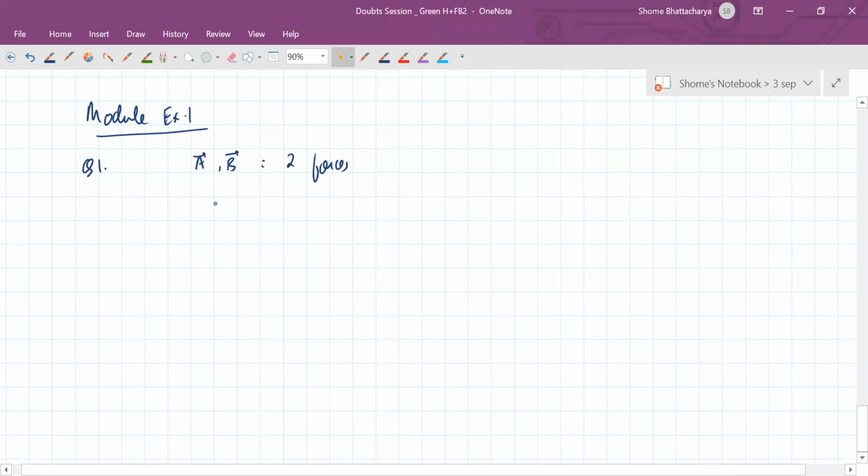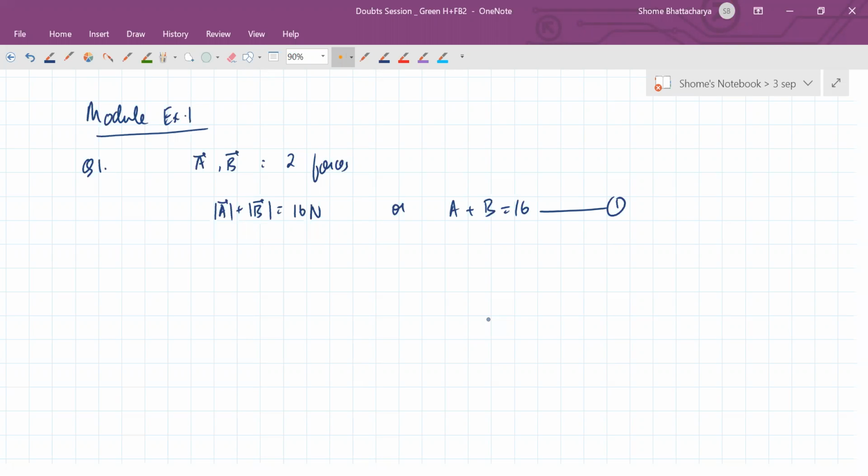It says that the sum of their magnitudes is 16 newtons. Or in simple language, we can write that mod A plus mod B is 16. That's our first equation. And it also says that if their resultant is normal to the smaller force and has a magnitude of 8 newtons, then the forces are how much?